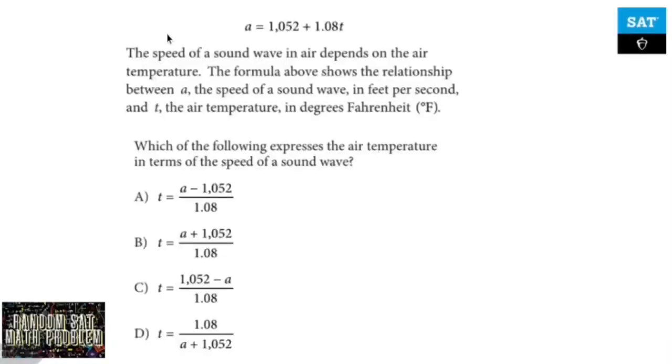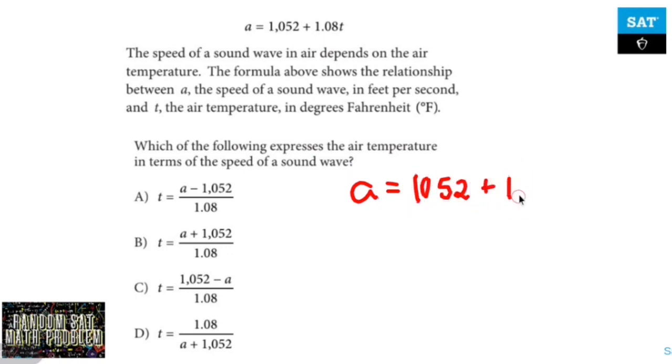All right, looks like in a very roundabout way, I have A equals blah, blah, blah, T. The formula shows the relationship between A, which is the speed of the sound wave in feet per second, and T, the air temperature. It wants us to solve that for T. So let me write it here where I have a little bit more space. This is a 2-stepper, so nothing to lose a whole lot of sleep over.